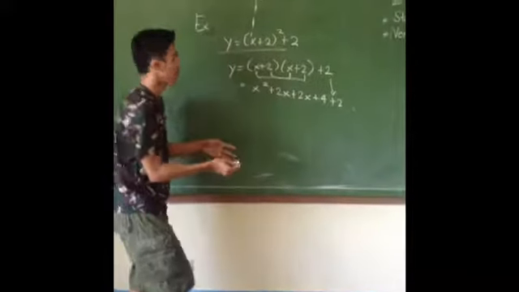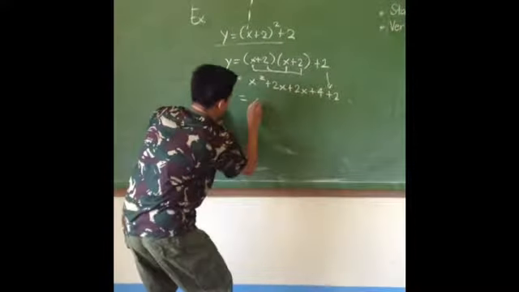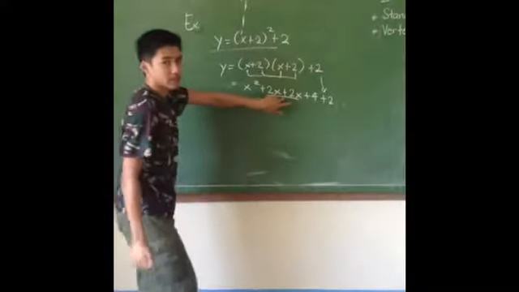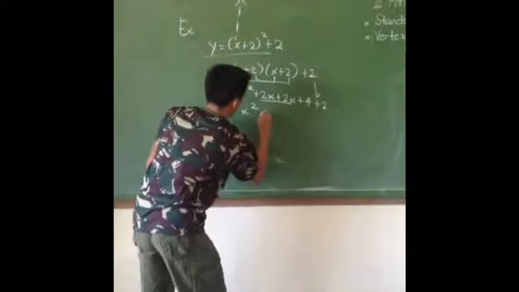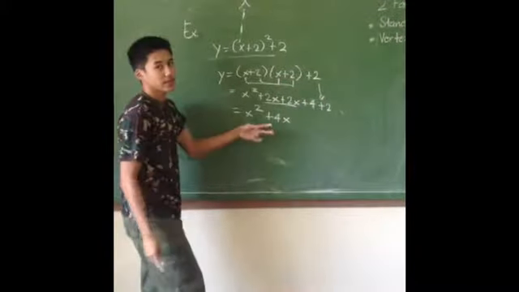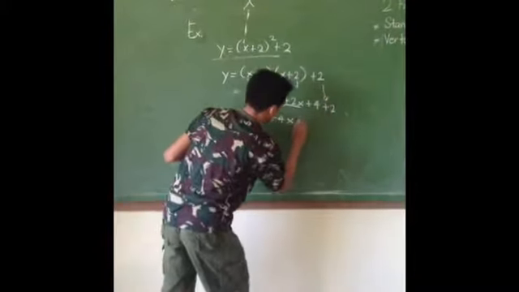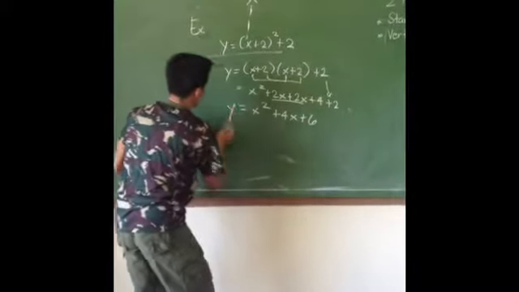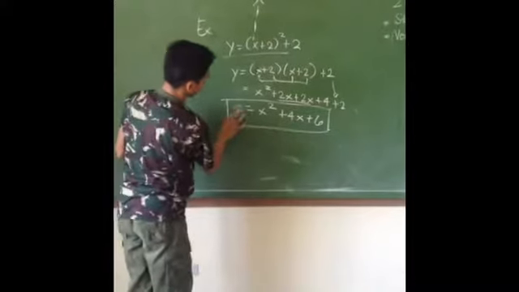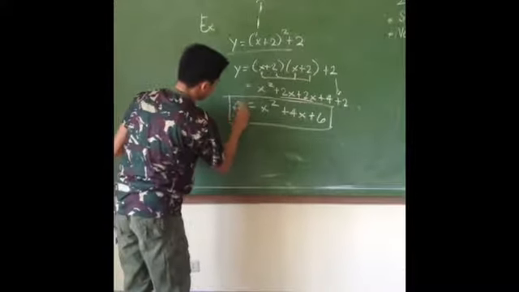Now we will simplify this form. x squared, then we will add the like terms, 2x plus 2x, that is 4x. Then the two constant terms simplify into one: 4 plus 2 is equal to 6. Now we have the standard form, or if it's not y, we can use f of x. It's just the same.